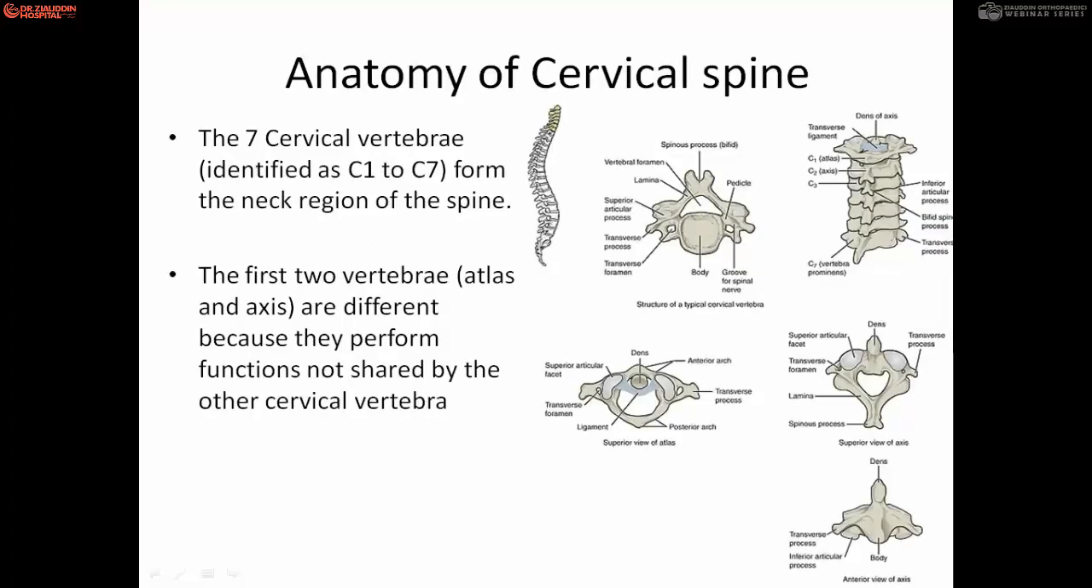If you look at the detailed anatomy of cervical spine, there are 7 cervical vertebrae which are identified as C1 to C7.